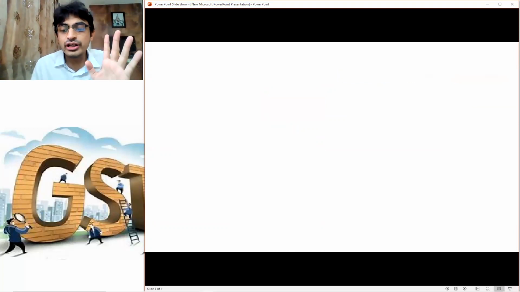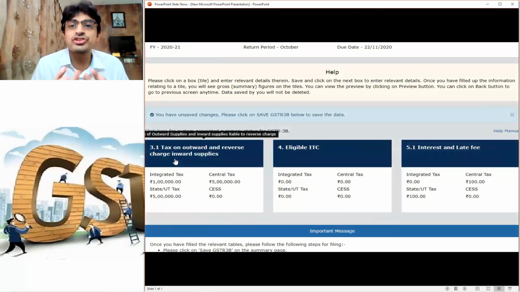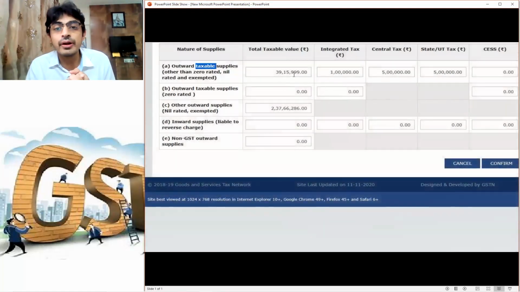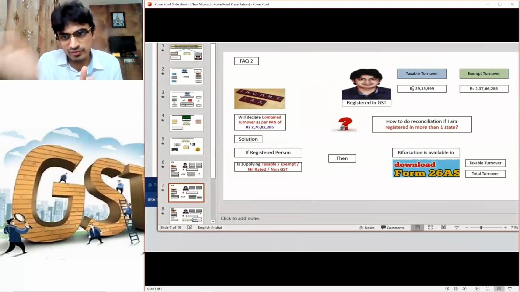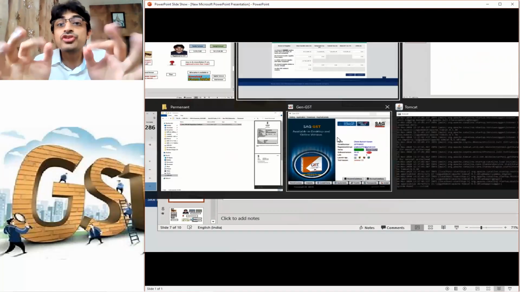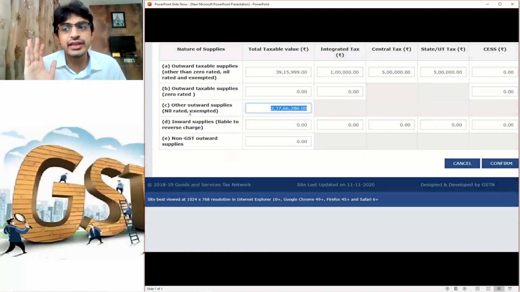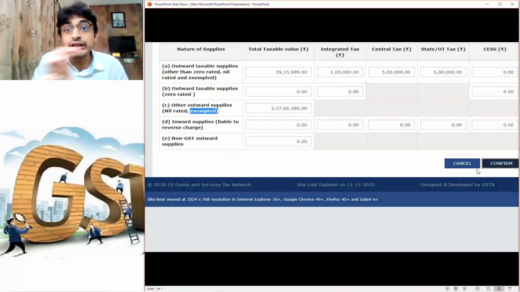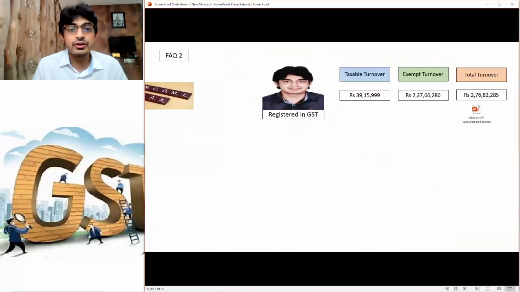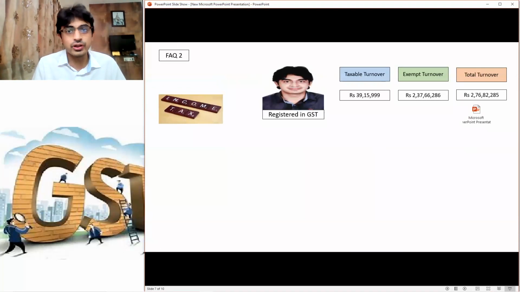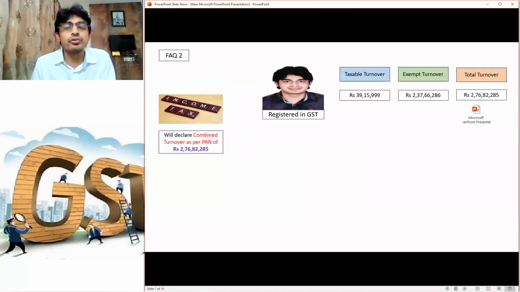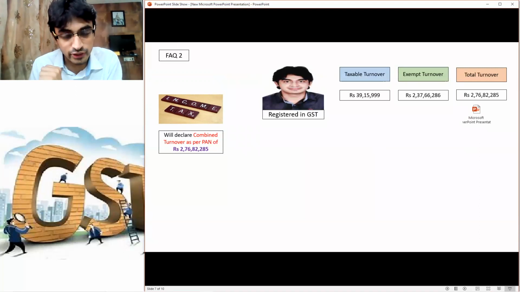See this, I have declared in my GST returns, GSTR 3B. Taxable turnover is 39 lakh 15. Match it, correct? And my exempt turnover is 2 crore 37. You can check that I have given bifurcation in GST returns. But when you file the income tax return, no such bifurcation is required. I will declare total turnover of 2 crore 76.